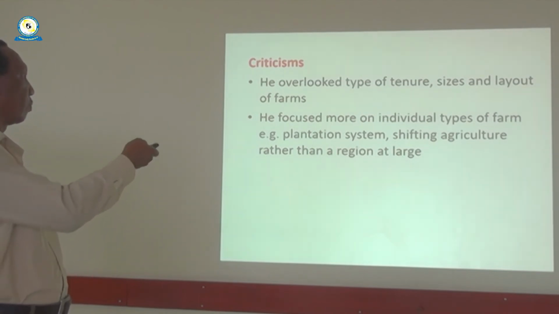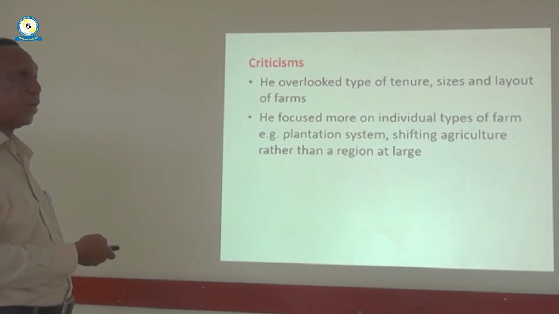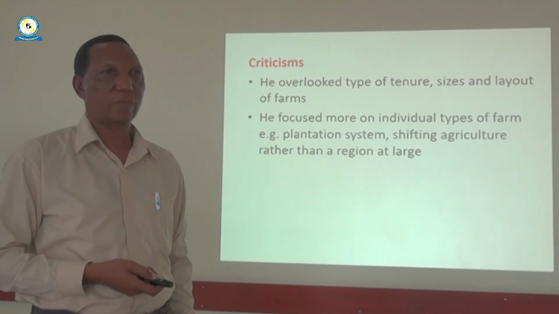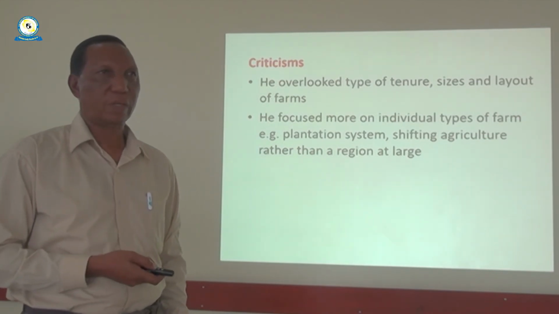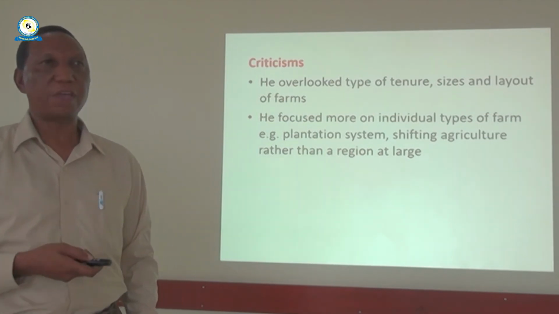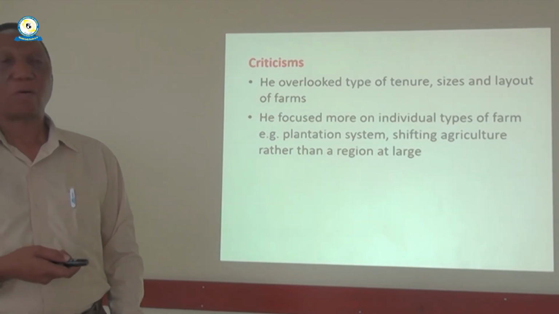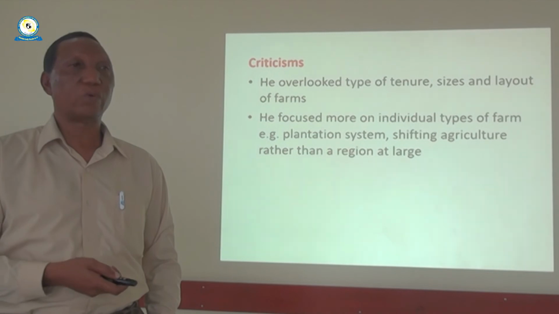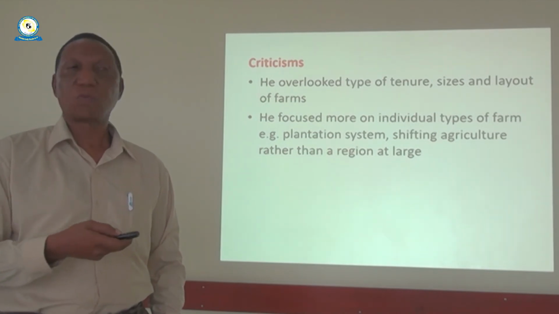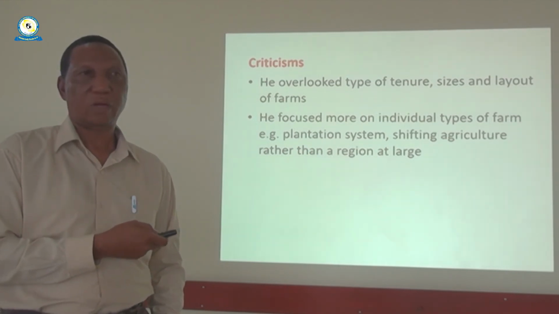He overlooked the type of tenure, size, and layout of farms. You see, in Africa, for example, not only Africa, in developing countries, we have this problem of tenureship. Some people retain land. There's a lot of land holding. And the one who is holding land has the decision which crops should be grown. Or sometimes they can decide not to grow any crops. Now, how are you going to demarcate this in the agricultural regions?